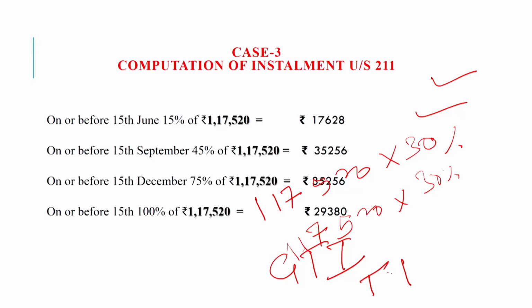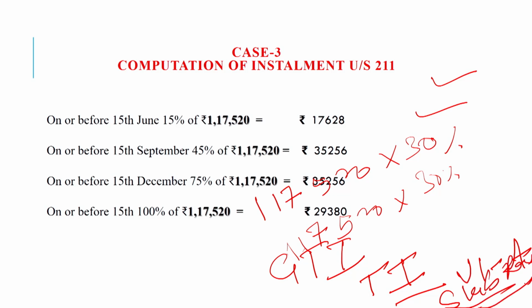To compute the tax liability, we have full knowledge about the computation of gross total income, that is GTI, and we have full knowledge about the total income and the deductions under Chapter 6A. We have knowledge about the slab rate of the tax under both regimes. So dear students, after discussing these types of questions and cases, I hope you got each and every point.